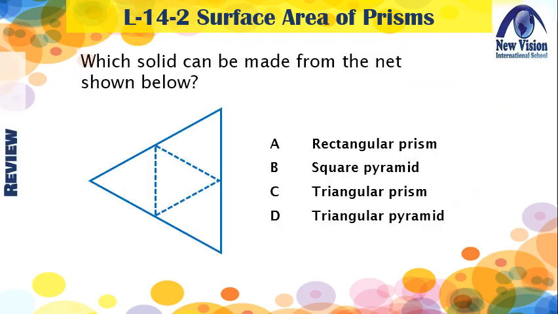Alright? Review questions today. First review question, are you ready? Very good. Which solid can be made from the net shown below? You have the following choices. A. Rectangular prism. B. Square pyramid. C. Triangular prism. And D. Triangular pyramid. Which is your answer? Very good. The correct answer is choice D, triangular pyramid.